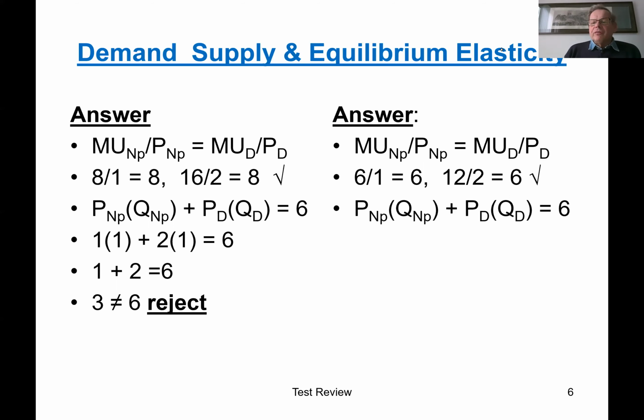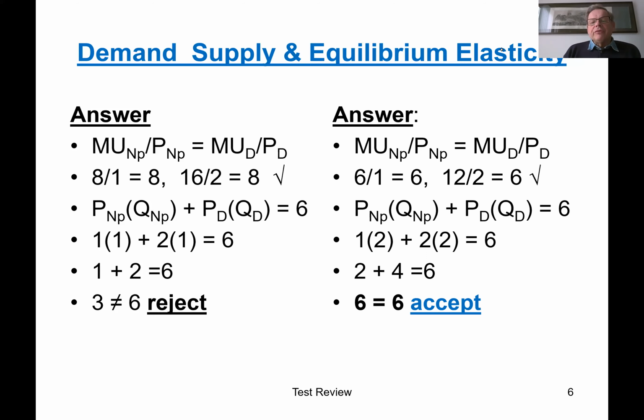The second go around, I will once again use the price of nail polish and the number of nail polishes consumed, which is 2. To that, I will add the price of the dresses multiplied by the number of dresses consumed. I will add the two together and hopefully that will equal 6. I will do my extensions. I will get 2 plus 4 is equal to 6. 6 is equal to 6. I will accept it. Now, I do not have to go any further.